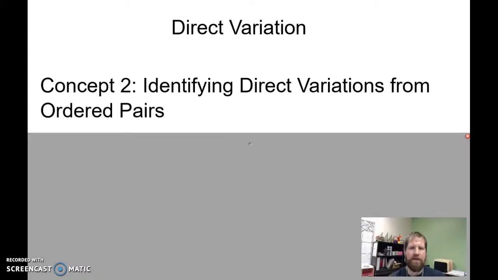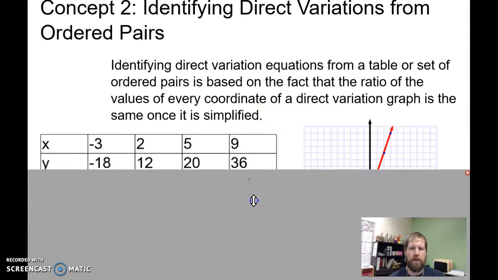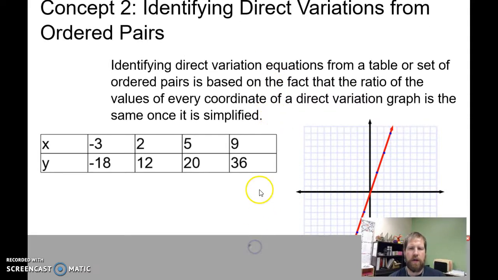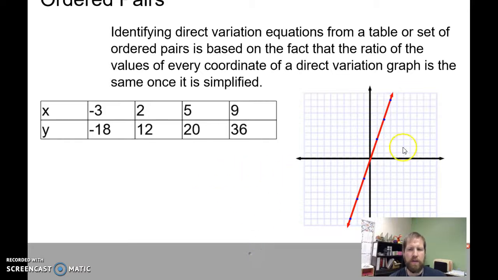Concept 2, identifying direct variations from ordered pairs. Alright, so identifying a direct variation is pretty easy on a graph. You're looking for a linear equation, so a straight line, that goes through the origin. And if you see that, then you know it's direct variation.